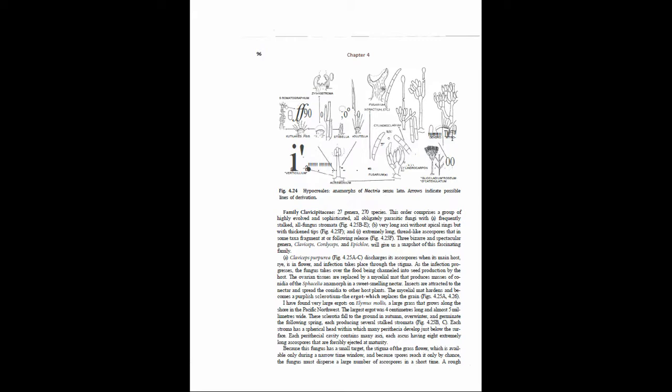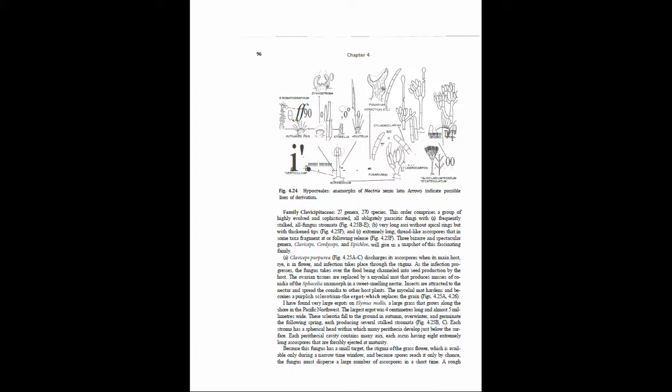Family Clavicipitaceae, 27 genera, 270 species. This order comprises a group of highly evolved and sophisticated, all obligately parasitic fungi with a. frequently stalked, fleshy fungus stromata, Fig 4.25b, b. very long asci without apical rings but with thickened tips, Fig 4.25f, and c. extremely long, thread-like ascospores that in some taxa fragment at or following release, Fig 4.25f. Three bizarre and spectacular genera, Claviceps, Cordyceps, and Epichloe, will give us a snapshot of this fascinating family.